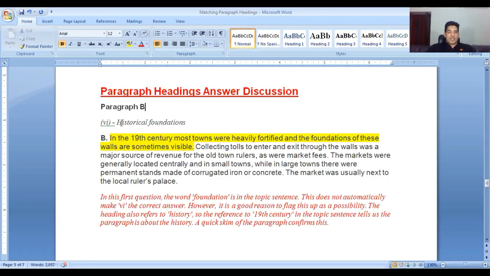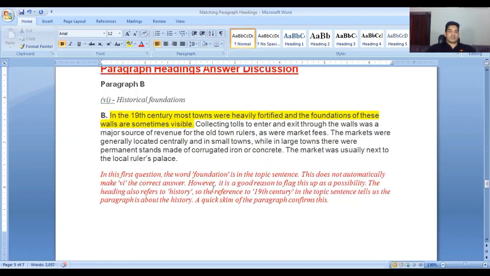Got it. So, historical foundation, now read from here. In the 19th century, most towns were heavily fortified, and the foundations of these walls are sometimes visible. So, both the things are discussed over here, foundation and the history. So, this might be the historical foundation. This is the correct answer.